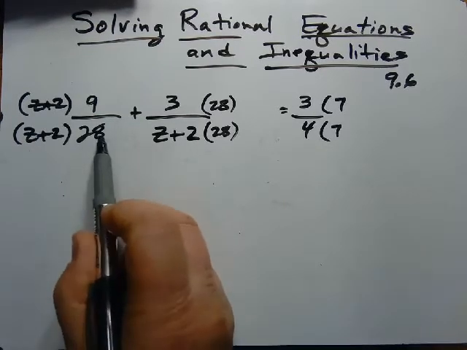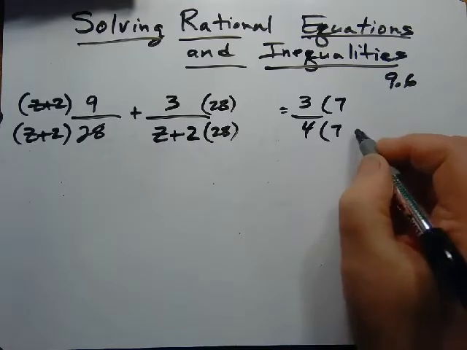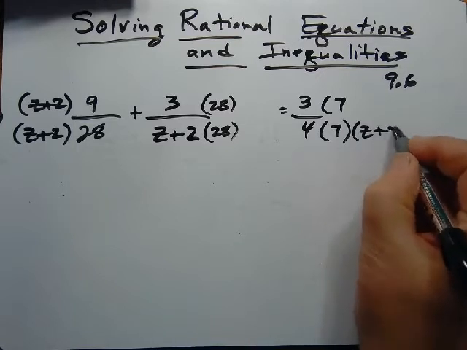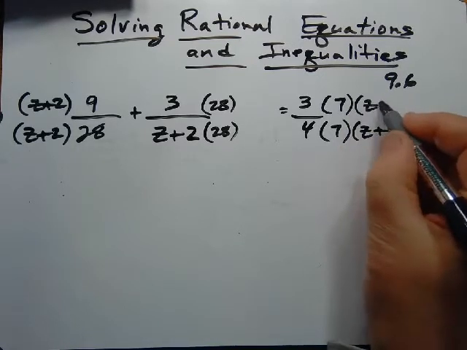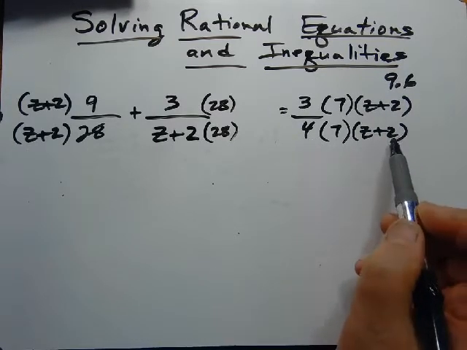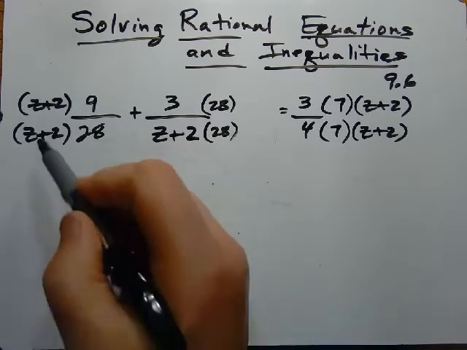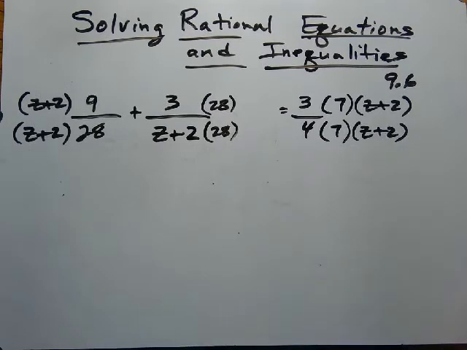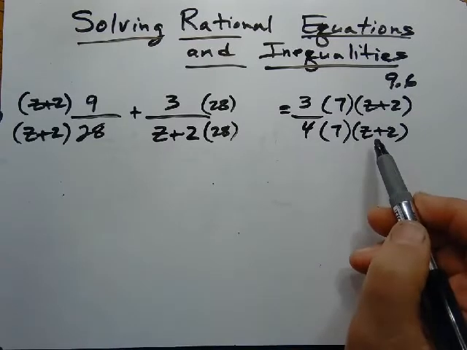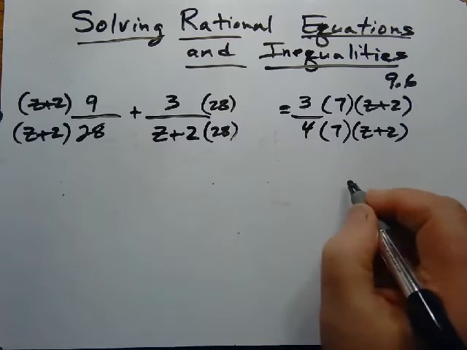Now I've got 28 times z plus 2, 28 times z plus 2, 28 times z plus 2. Notice I'm putting them in parentheses here so that they get their due justice. All of them have the same denominator. Once again, you have to multiply top and bottom by the same thing to stop from changing the original problem. Now, if all the denominators are the same, then the numerators would have to be the same. Well, let's prove that to be true.